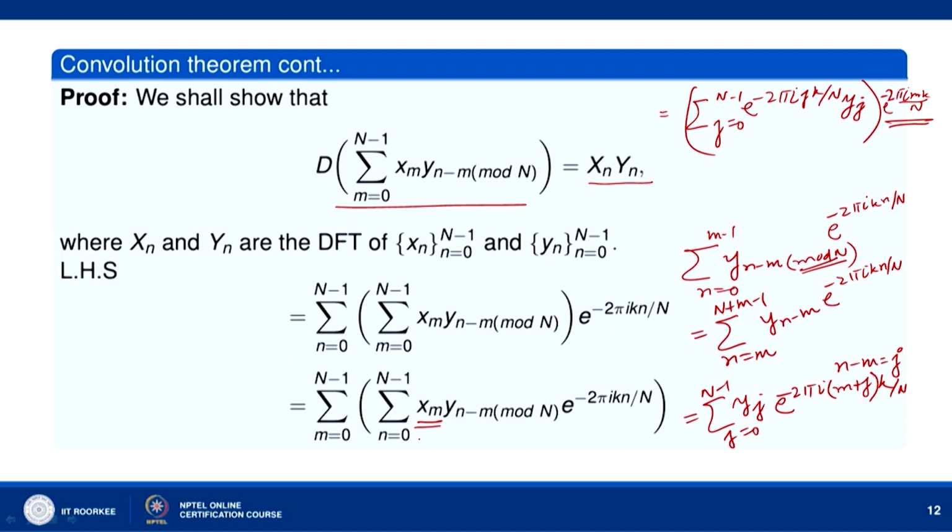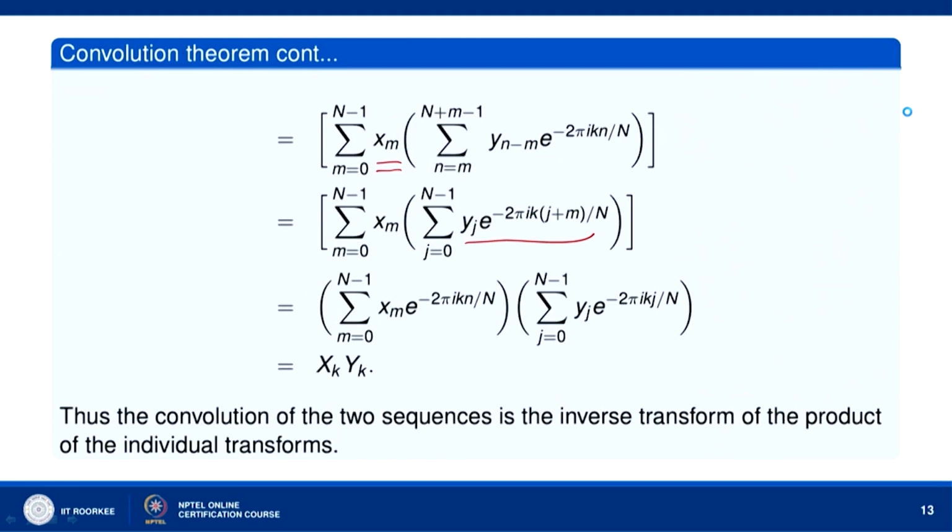So, this is nothing but Y k, and this quantity multiplied to x m, summed over m equal to 0 to N minus 1, gives you X k. So, we get this and this, and their product is X k Y k. Thus, the convolution of the two sequences is the inverse transform of the product of the individual transforms. So, this is how we prove the convolution theorem. With this, we have finished the discussion on discrete Fourier transforms. Thank you very much for your attention.